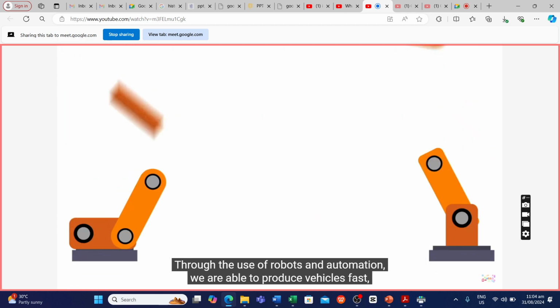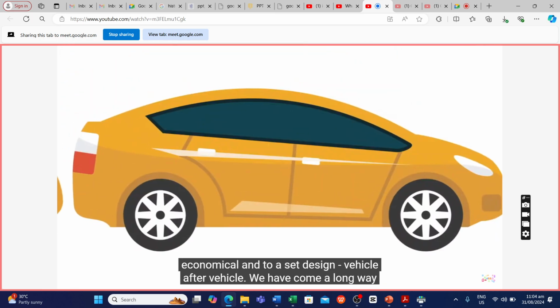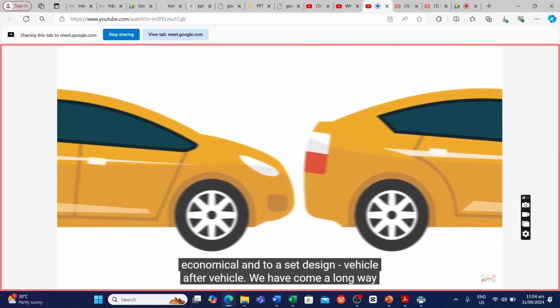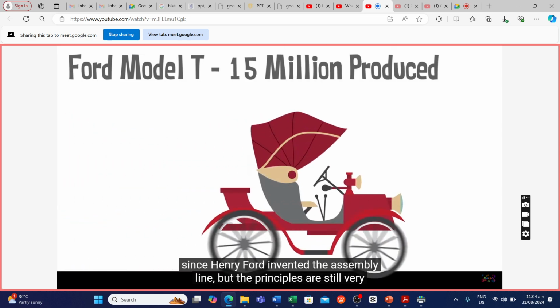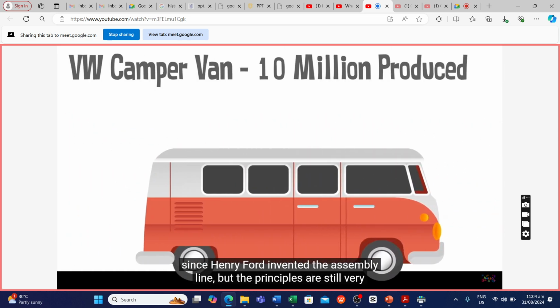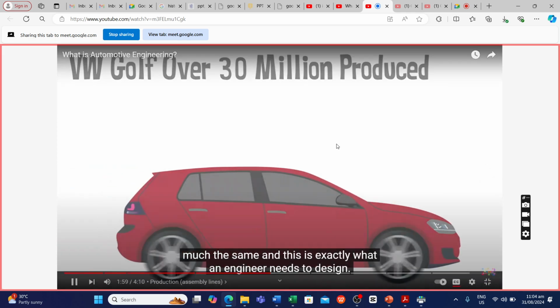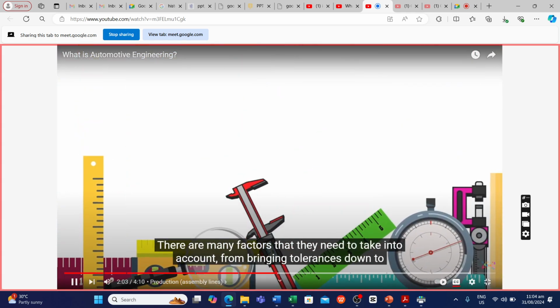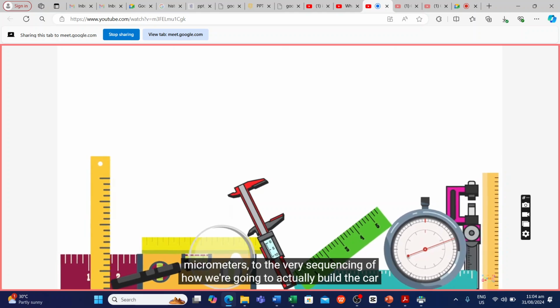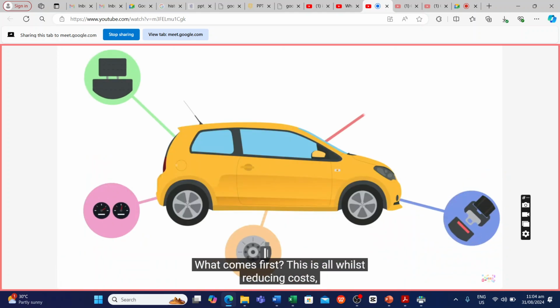Woohoo! Through the use of robots and automation, we are able to produce vehicles fast, economical, and to a set design, vehicle after vehicle. We have come a long way since Henry Ford invented the assembly line, but the principles are still very much the same. And this is exactly what an engineer needs to design. There are many factors that they need to take into account, from bringing tolerances down to micrometers, to the very sequencing of how we are going to actually build the car.